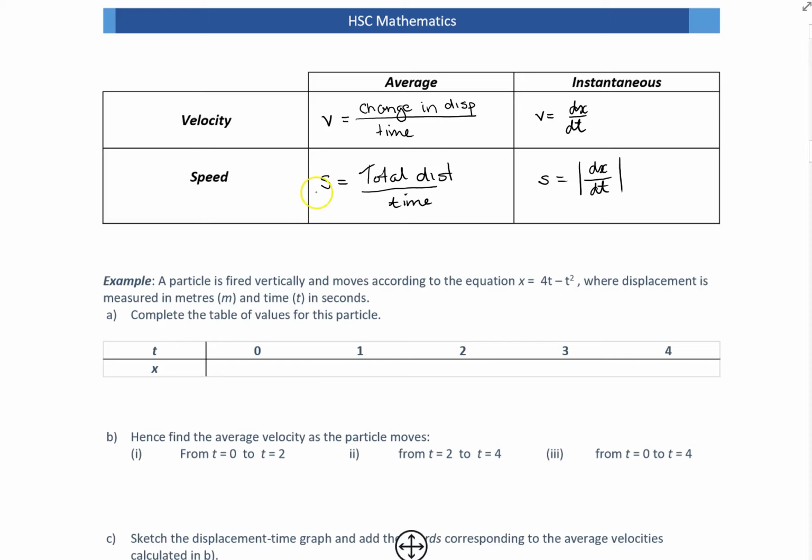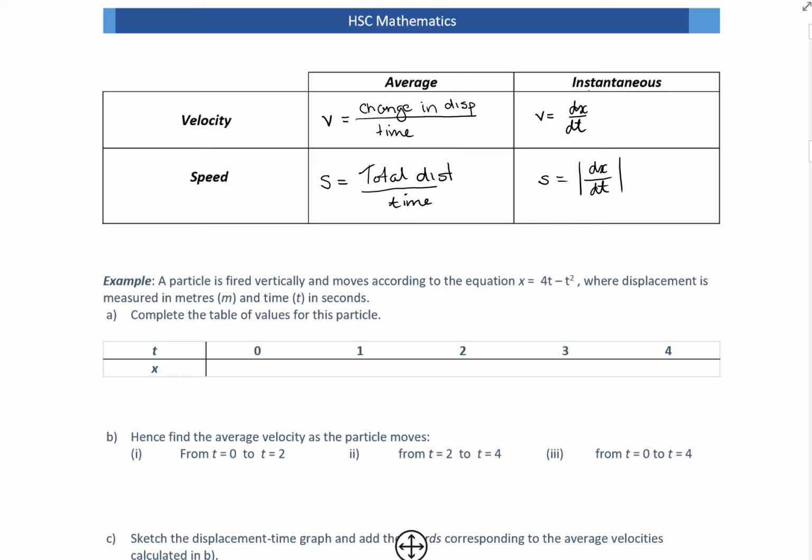In this table, I've tried to put together the couple of formulas that you will need to be aware of. So you can see that if you're calculating average velocity, then you must use the formula change in displacement over time. If you want to calculate average speed, you want the total distance travelled divided by time. And I've talked about the difference between displacement and distance.